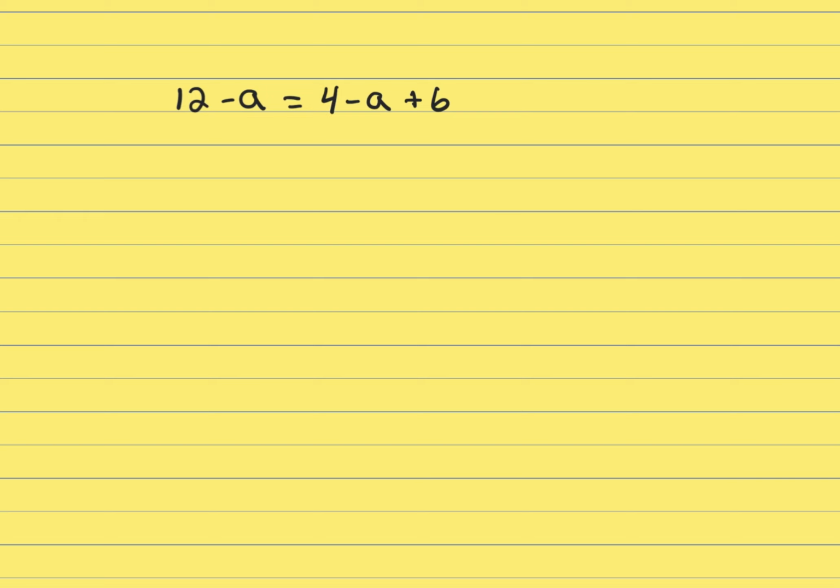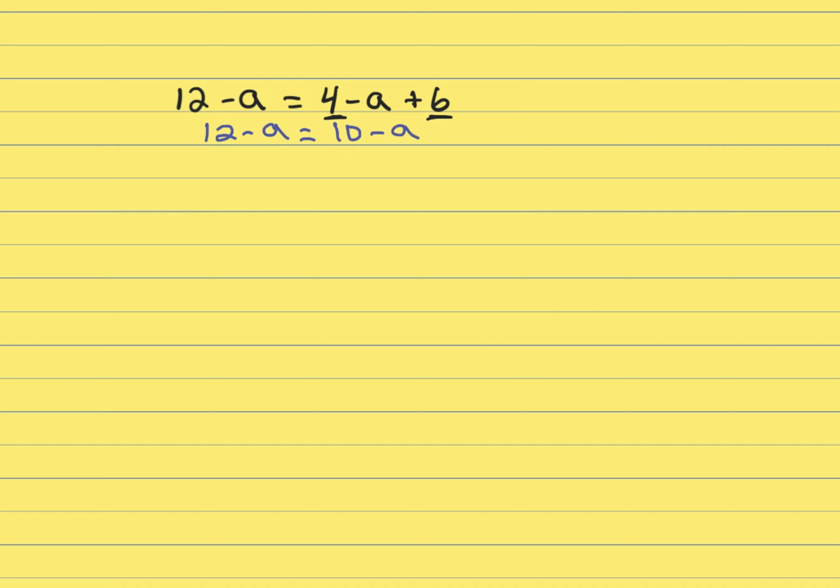The next one. So we've got 12 minus a is equal to 4 minus a plus 6. I'm looking at it going, okay, I've got two terms on the left side of the equal sign and three terms on the right. So I'm going to have to combine terms. 4 and 6 are like terms. So I'm just going to rewrite the right-hand side. 4 plus 6 is 10. And then we've got 10 minus a.